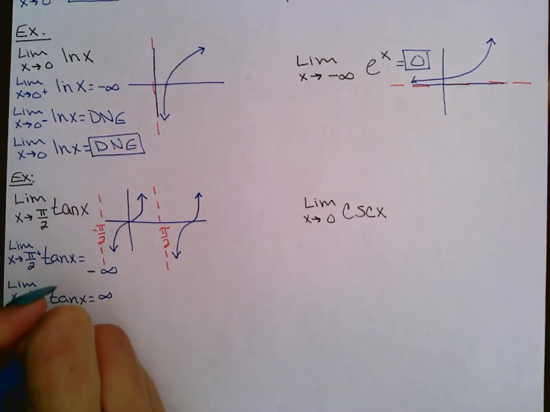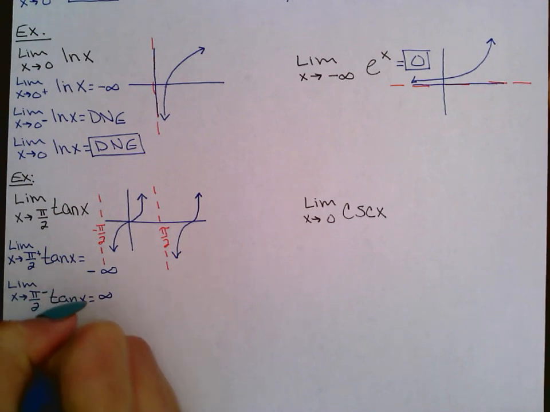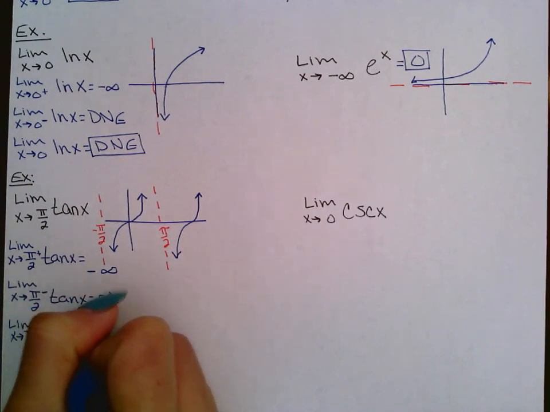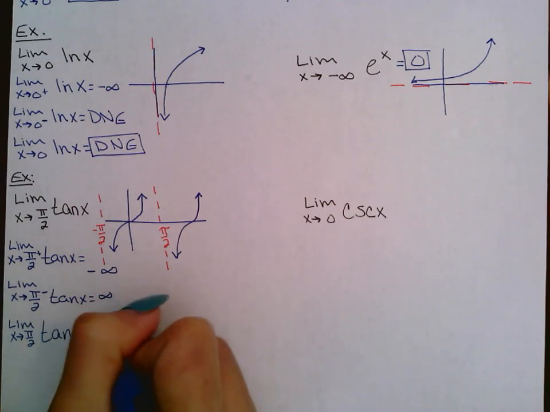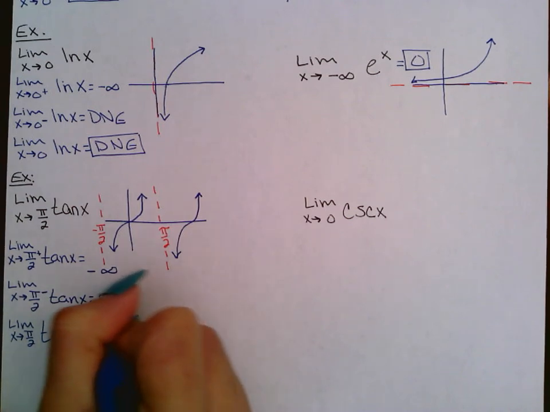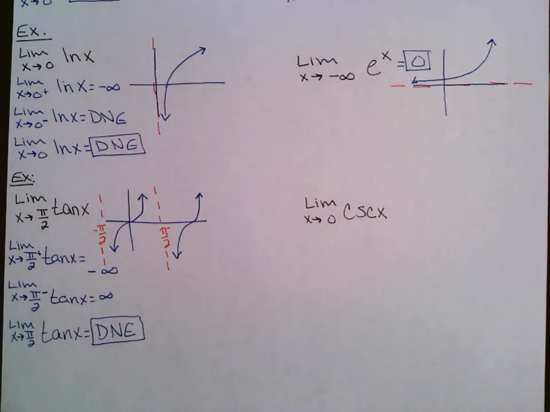Okay? So this is another scenario where from the left and from the right, I'm going in two different directions. So the limit as x approaches pi over 2 of tangent does not exist. And again, don't be surprised if the only question you have on a homework, quiz or test is just one of these and not necessarily all three, okay?